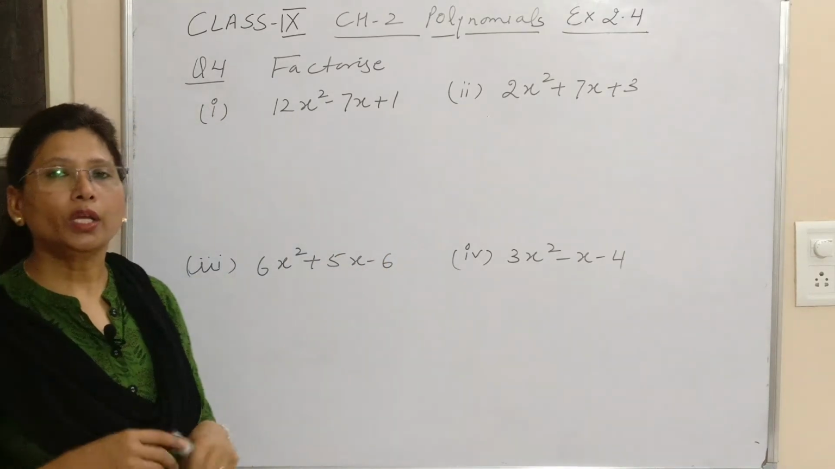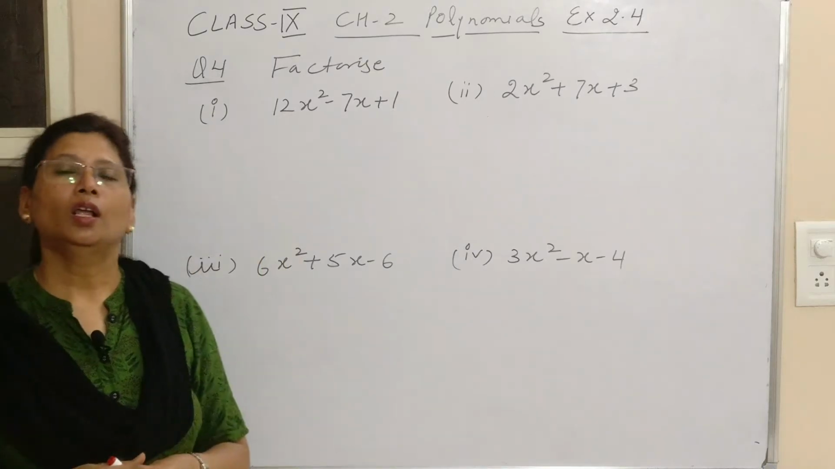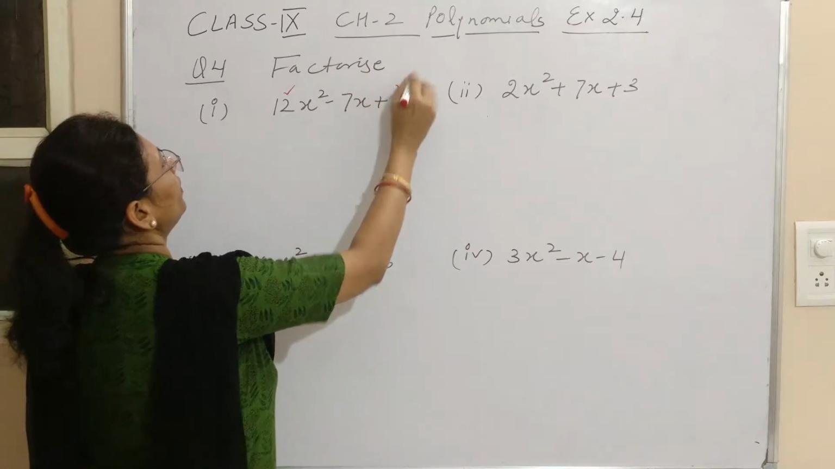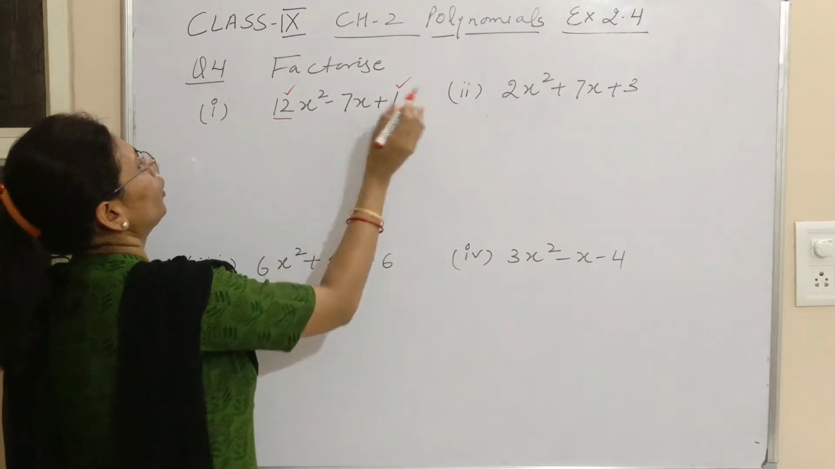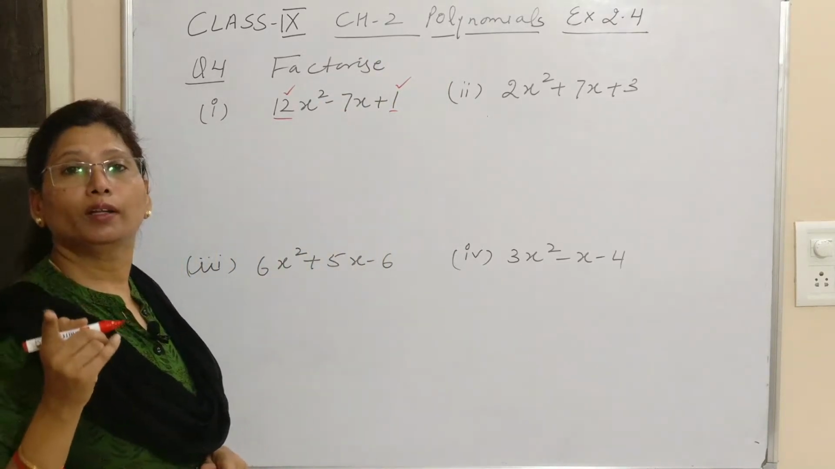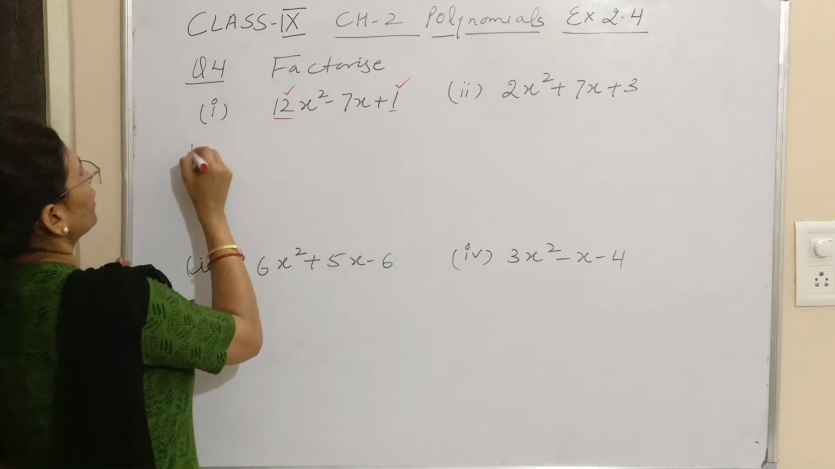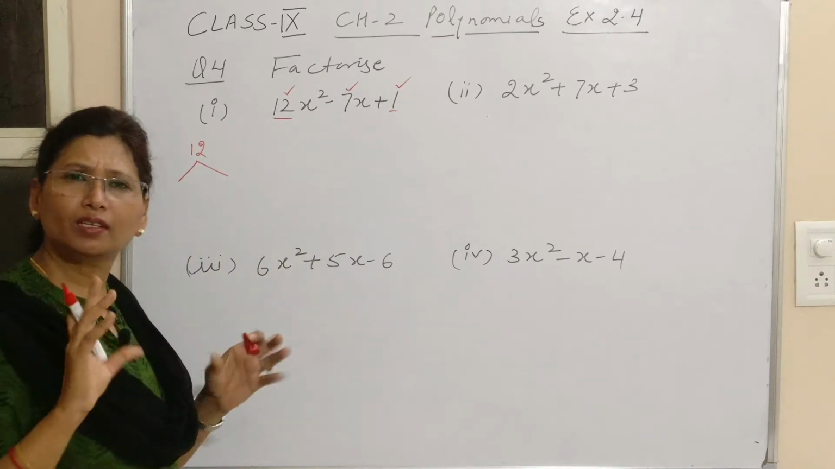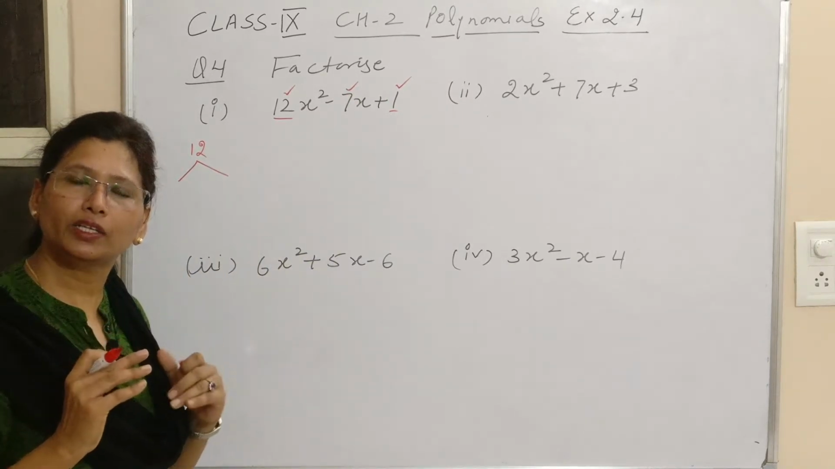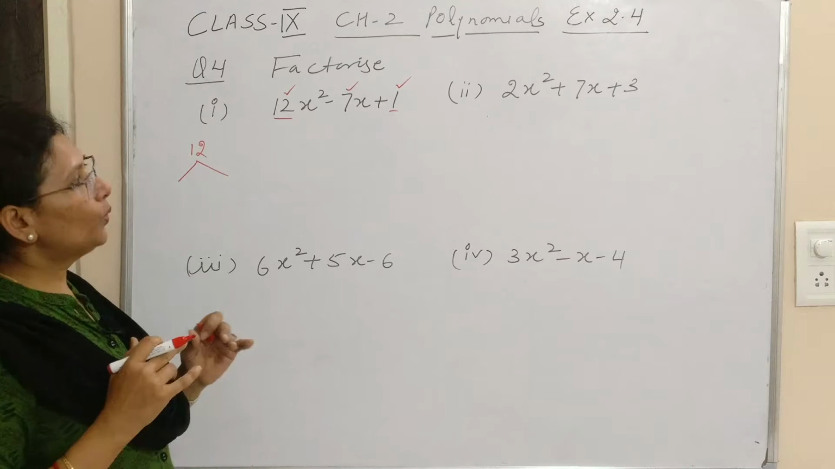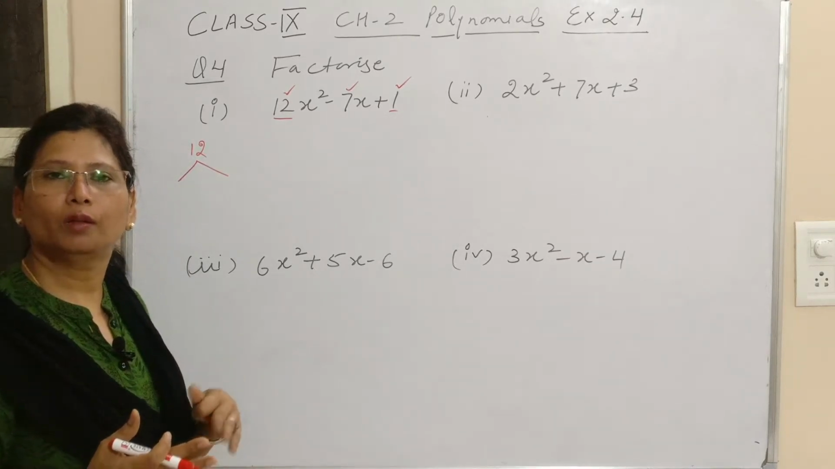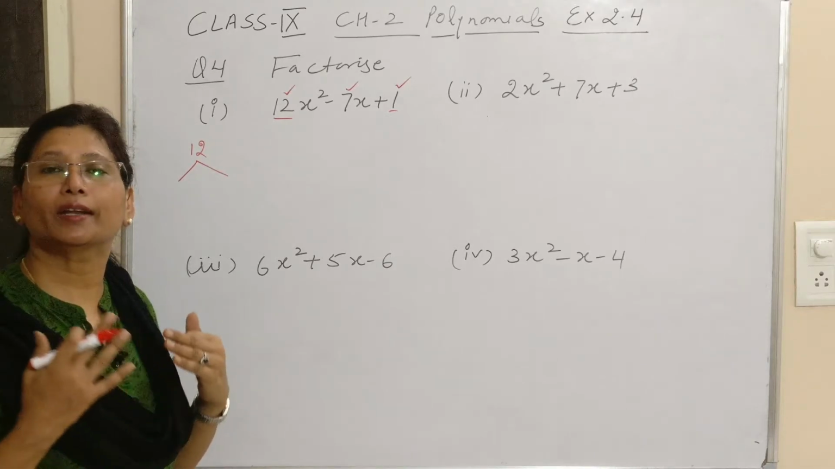So here what we do. We have 12x square minus 7x plus 1. So you will take this term and this term. I'm talking of the coefficient part. 12 into 1 is 12. So we'll factorize 12 and we'll take care of the negative sign also. We'll see the factors of 12 which in addition give us 7. So 6 twos are 12 also, 12 into 1 is also 12. But if you add or take the difference, you are not getting 7.